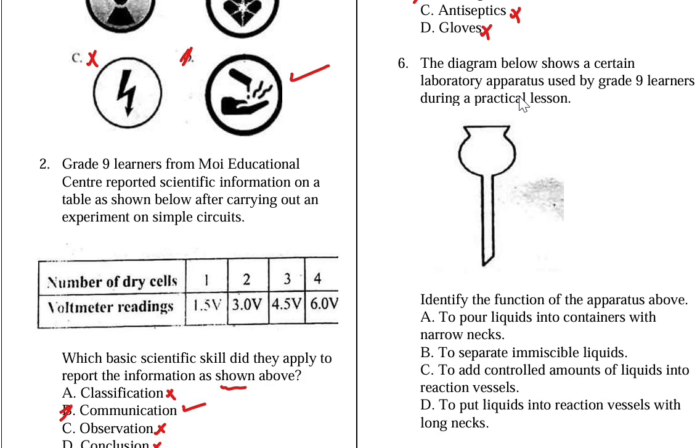Continue to question number 6. The diagram below shows a certain laboratory apparatus used by grade 9 learners during a practical lesson. So remember, as always, I usually give a question as an assignment. So what is the name of this apparatus? What is the function of the apparatus above? So here we have some options. A, to pour liquids into containers with narrow necks. B, to separate immiscible liquids. C, to add a controlled amount of liquid into reaction vessels.